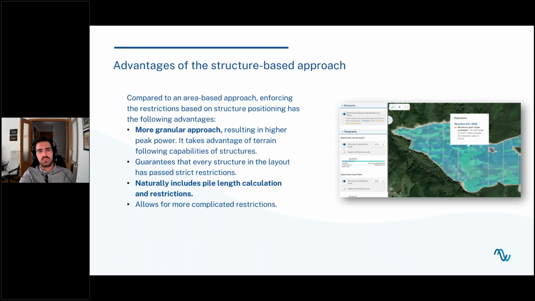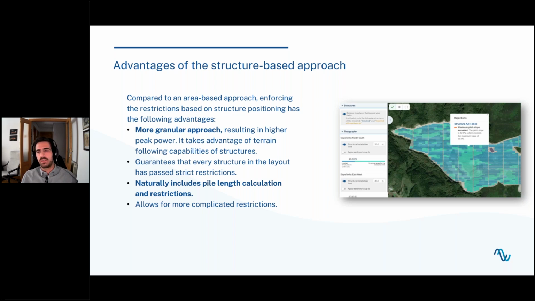So the advantages of this structure-based approach compared to the area-based one is that in the first place, it is more granular because we are looking at each structure individually. And that allows us to, well, in the first place, like I said, smooth over holes or other accidental features which we might otherwise have had as a reason to remove a structure, right? With this approach, we can actually not remove it if the structure can adapt to that feature.